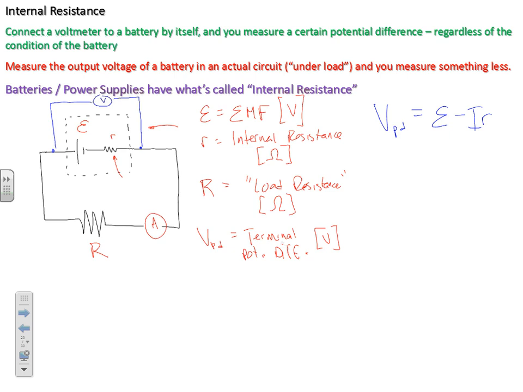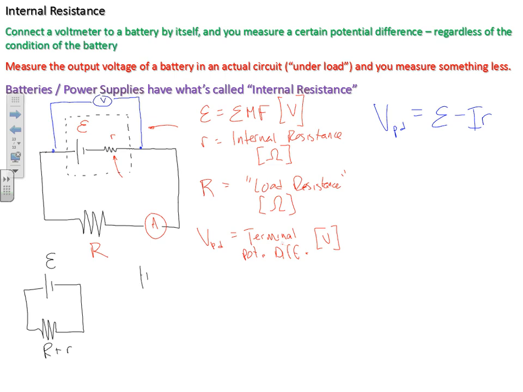Now, we could redraw this circuit in a couple of ways. One is it behaves just like this circuit with an equivalent resistance of R plus r and a potential difference of E. It also behaves just like this circuit with just a plain old load resistance R and a potential difference across that battery that we just call V_PD. Notice, here I take the resistance out of that battery. Here I leave that resistance in the battery, so the potential difference across it is not the full EMF.